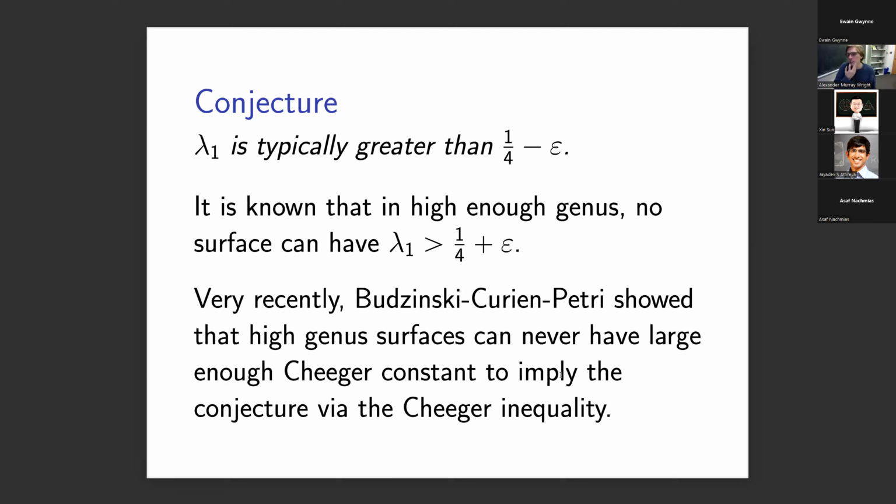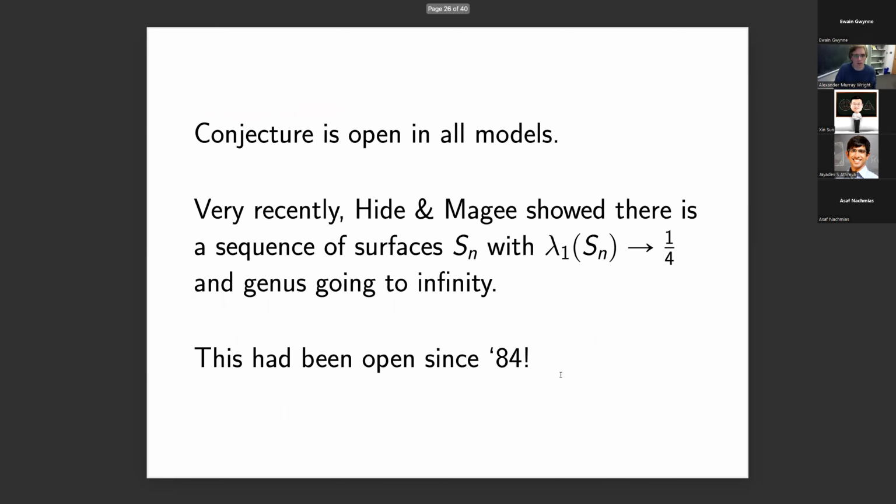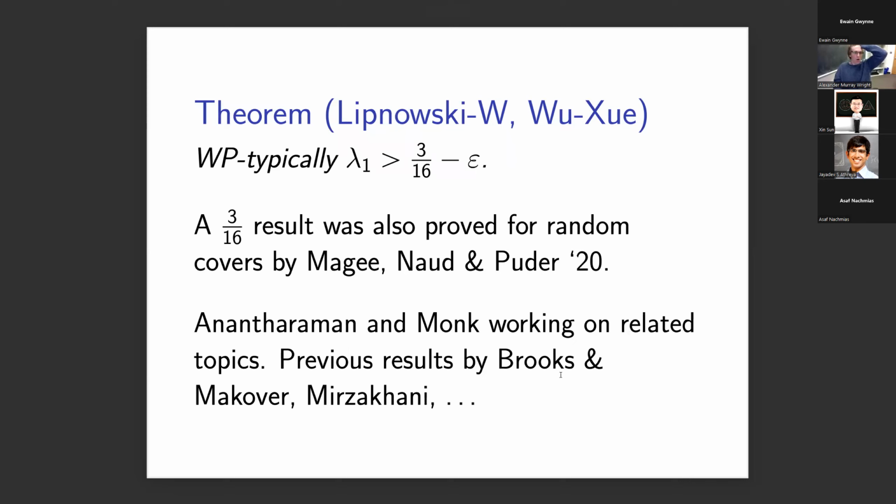Are there other questions? Okay, so I'll finally tell you what Mike Lipnowski and I proved. We showed that in the Weil-Petersson model, lambda 1 is typically bigger than 3/16 minus epsilon. So in other words, the probability as genus goes to infinity that a Weil-Petersson random surface has lambda 1 greater than 3/16 minus epsilon goes to 1 for all epsilon.